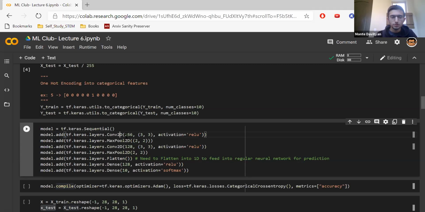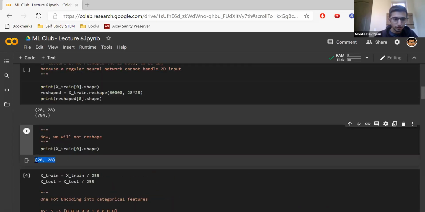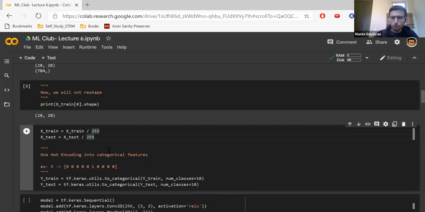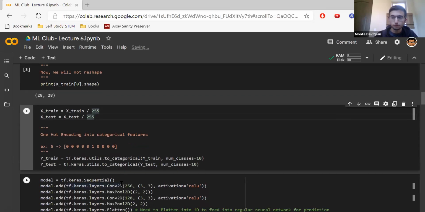But the reason we have a Conv2D is because we have two-dimensional data. The shape of our data is two-dimensional, and so we're going to have a Conv2D. If our data was three-dimensional or one-dimensional, we could easily change it to be Conv1D or Conv3D.